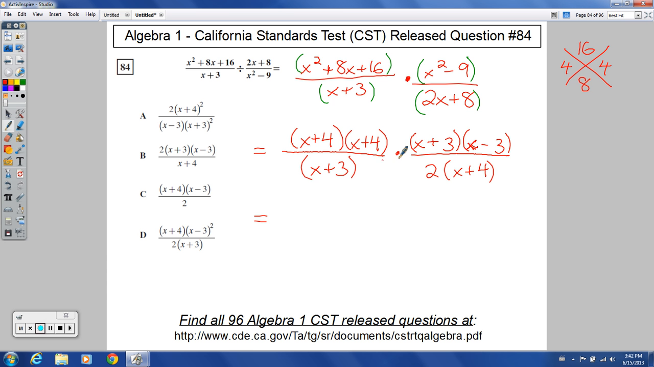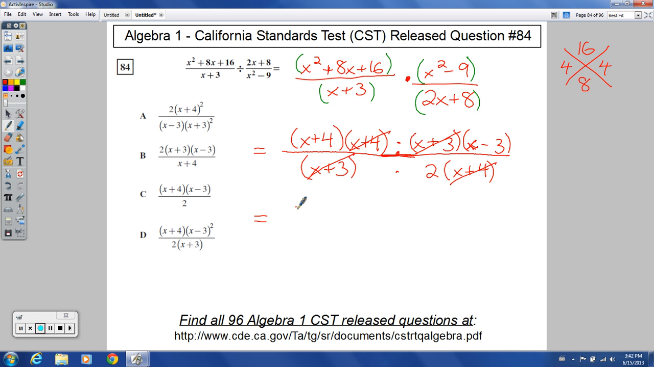And so from here, remember this is multiplication, so we could extend this fraction bar. It's basically all this one big fraction, and we can think of that as all this times this on the top, all this times this on the bottom. I've got an x plus 3 here that can cancel out with the x plus 3 here. I've got an x plus 4 that can cancel out with the x plus 4.